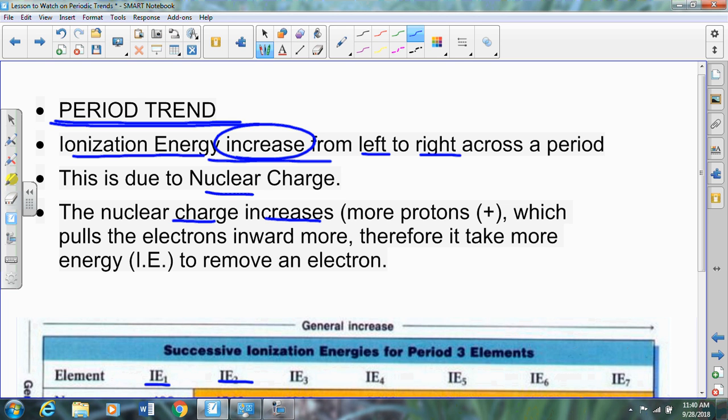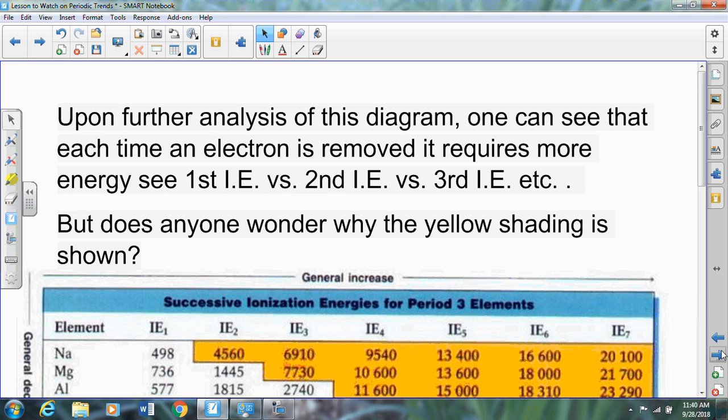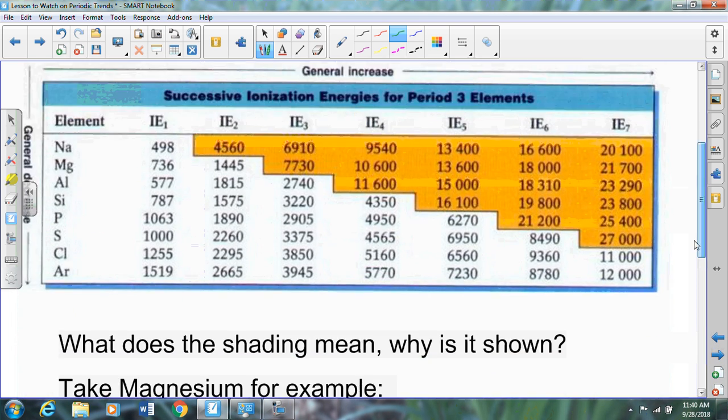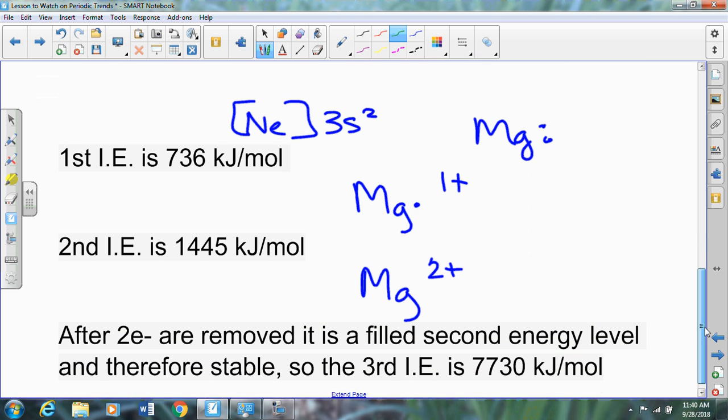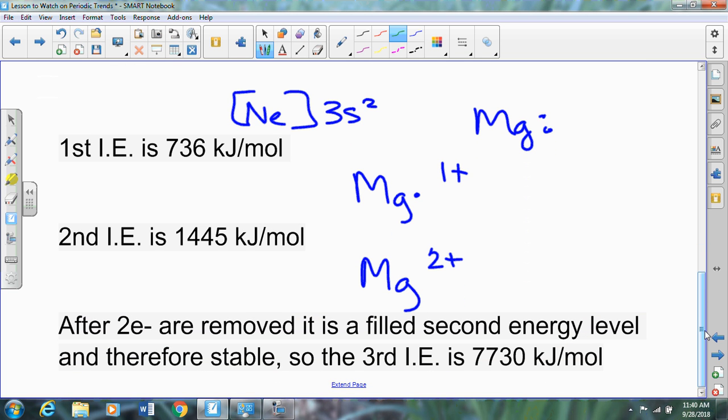If we look at that further analysis, and I should have changed to this one before, you might wonder about the yellow shading. What does this shading mean, and what does it show? If we look at that magnesium, like I said before, we have neon 3s2 for magnesium's electron configuration. Magnesium's electron dot diagram is 2 dots. You will notice that the first ionization energy is a certain amount of energy, and when that one electron leaves, there's still one there. It's a 1 plus now.